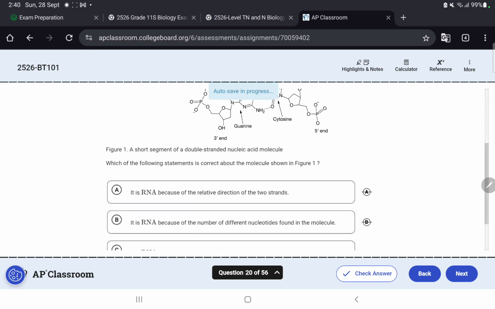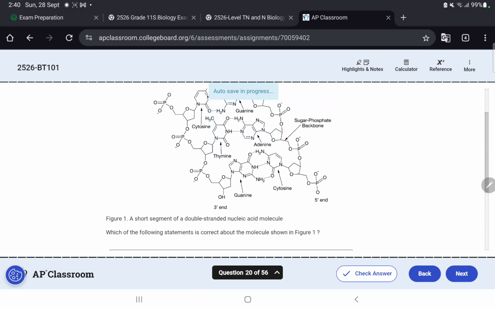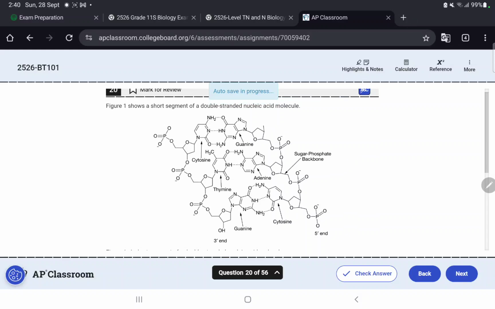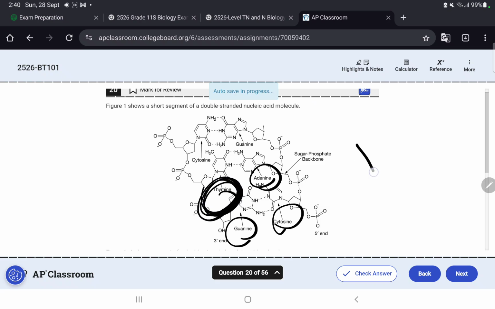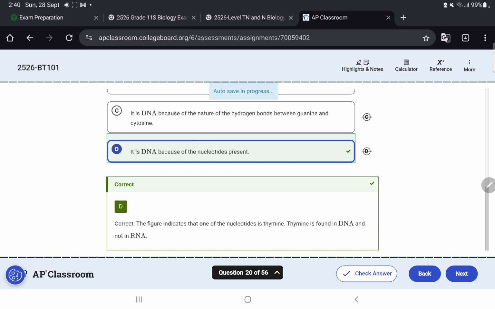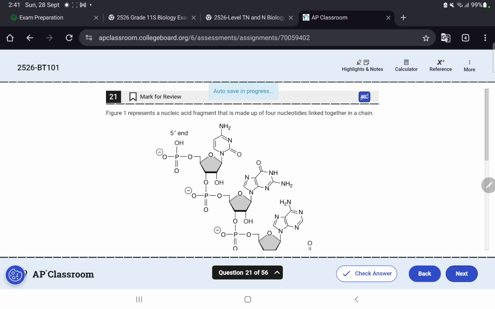Which of the following statements is correct about the molecule shown in figure 1? From here you can obviously see cytosine, guanine, adenine, thymine. You see thymine, that means it's DNA. It's DNA because of the nucleotides present. We just checked what nucleotides are present. When we saw thymine, it is definitely DNA, and it is correct, thank God.